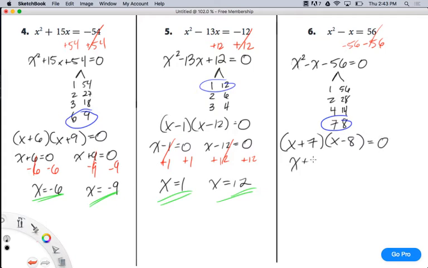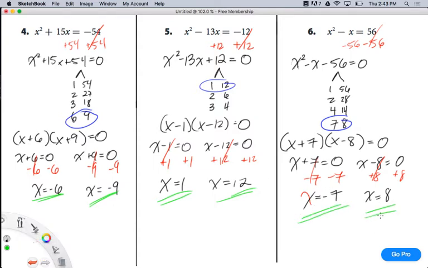Set them individually equal to 0. x plus 7 equals 0, x minus 8 equals 0. And then solve for x. x equals negative 7, x equals positive 8. And those are my final answers. Any questions about that? Okay, good.